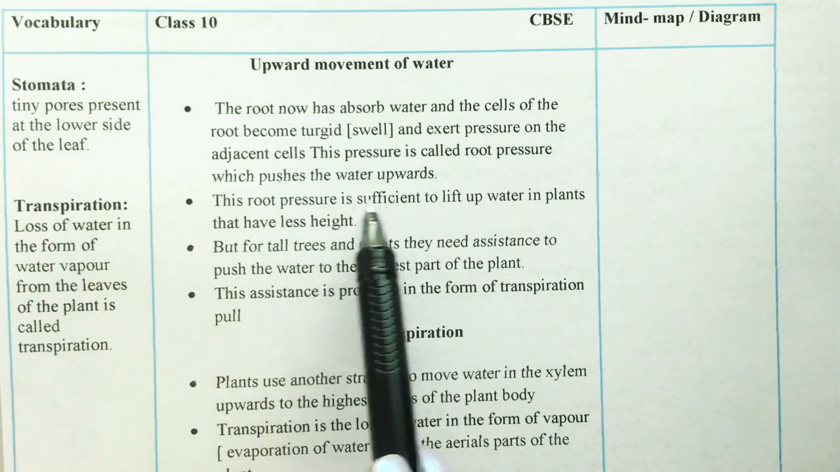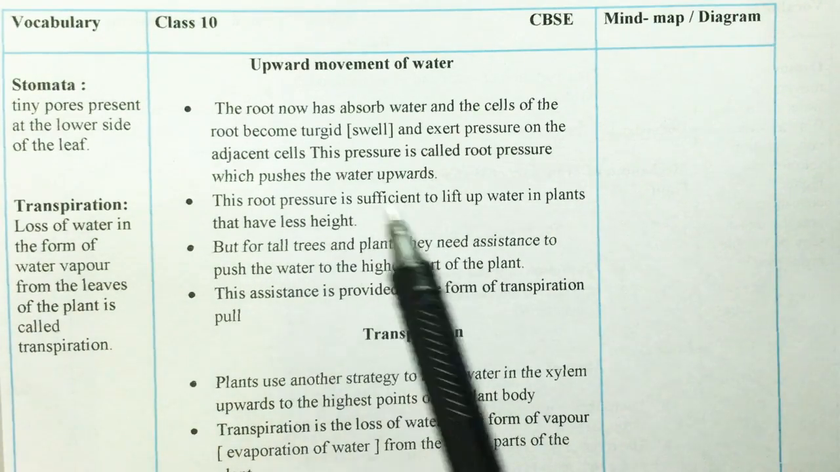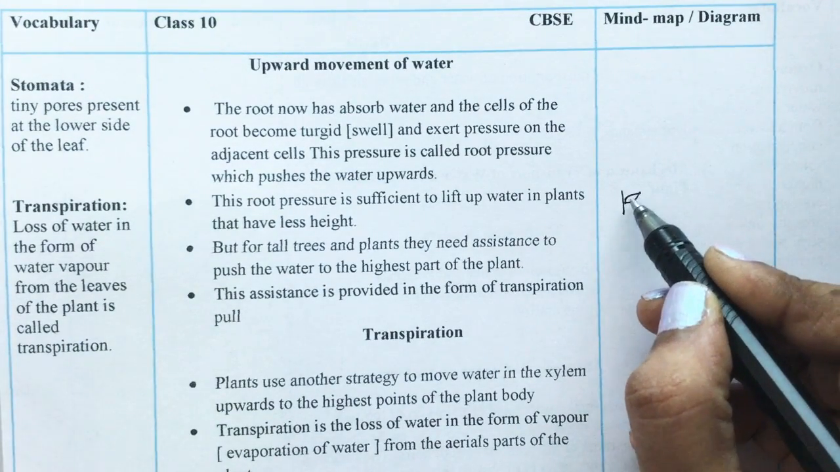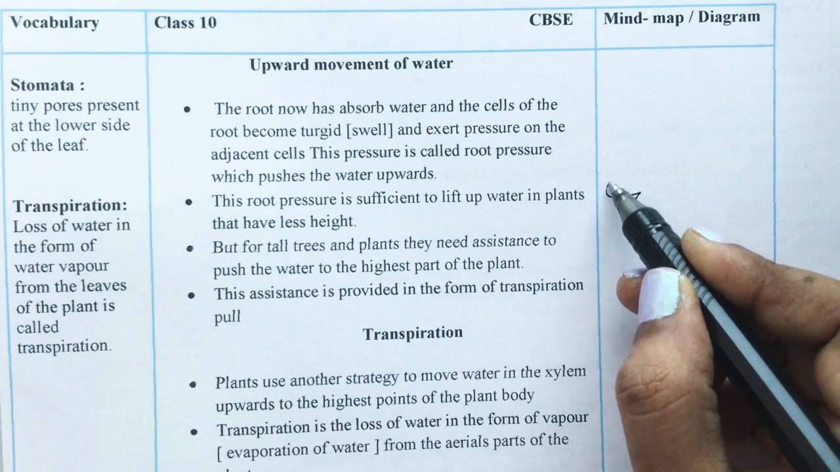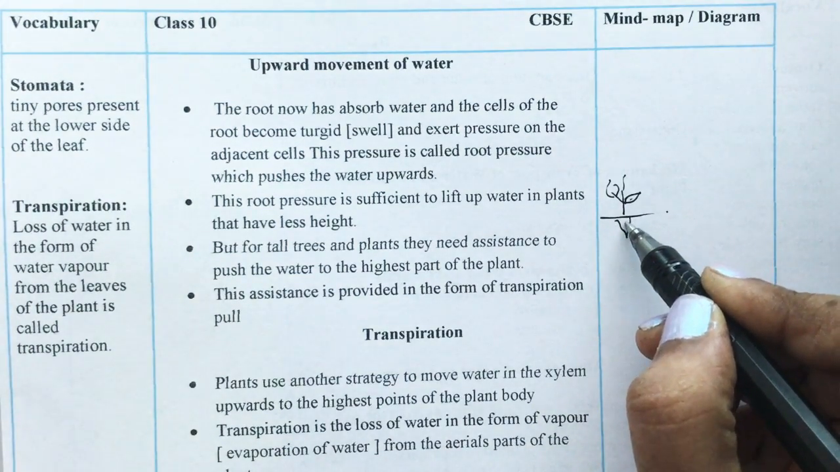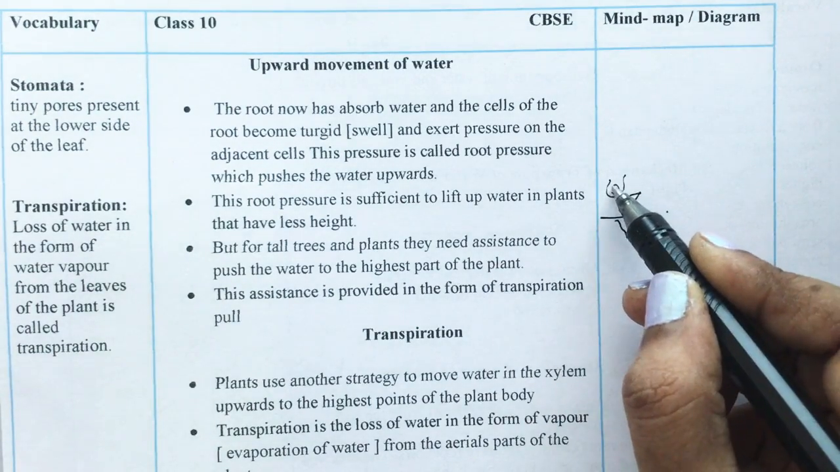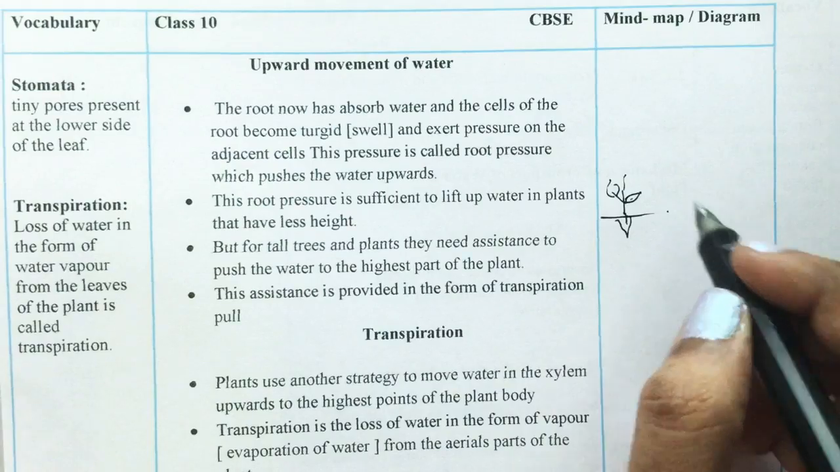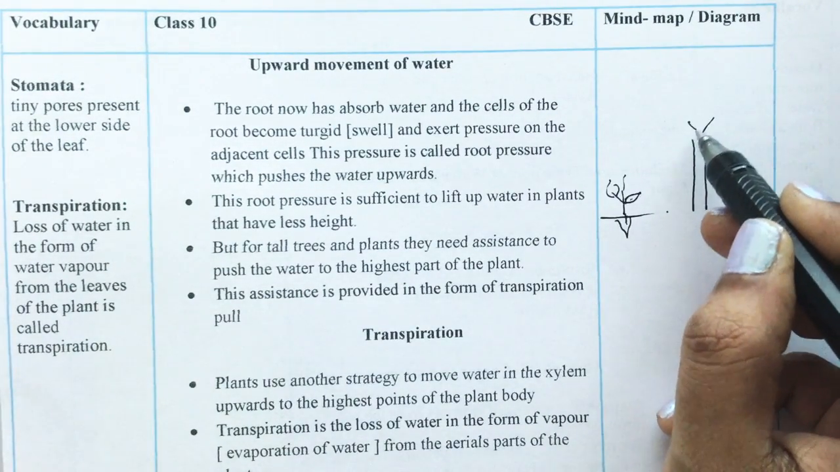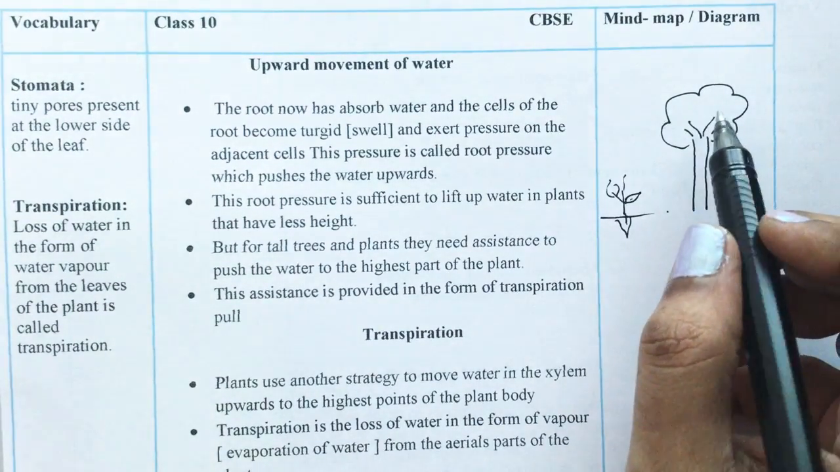This root pressure is sufficient to lift up water in plants that have less height. Meaning, let us say for example, there is a short plant. The roots are able to push, because of the root pressure, the water to various parts of the plant. But what happens when it is like a tall tree that is branched out? What happens to such kind of a situation?